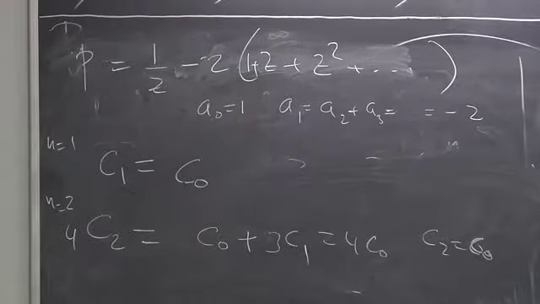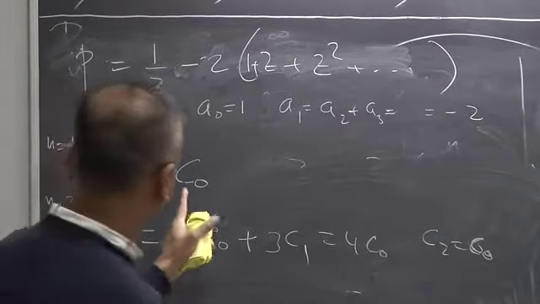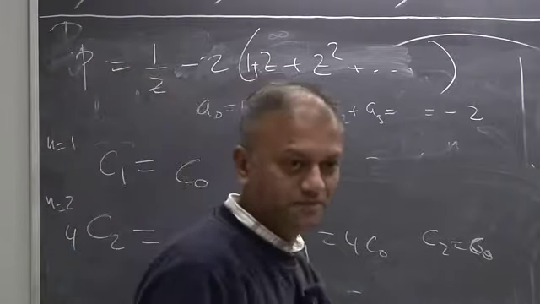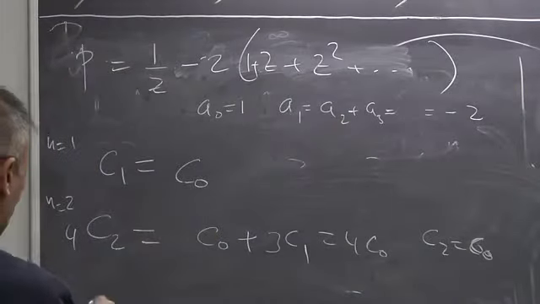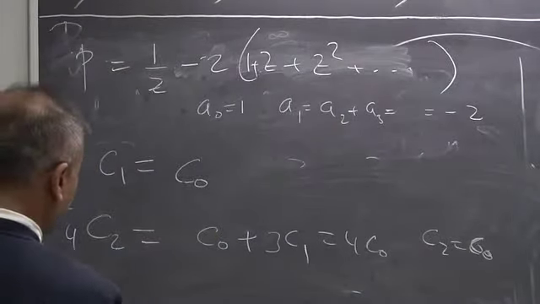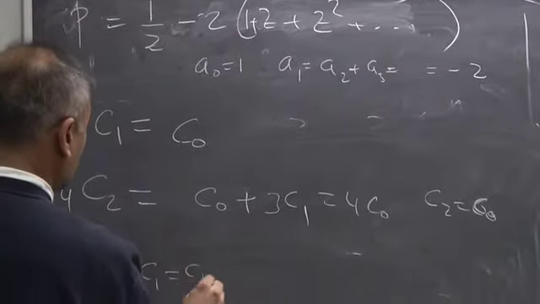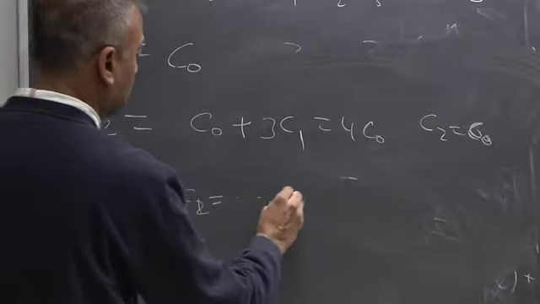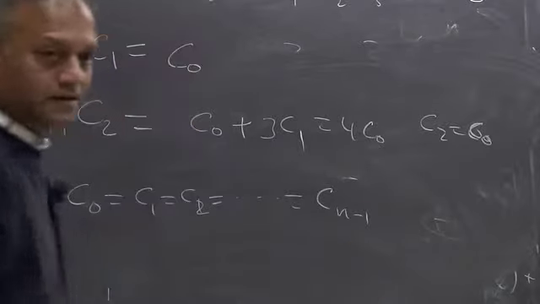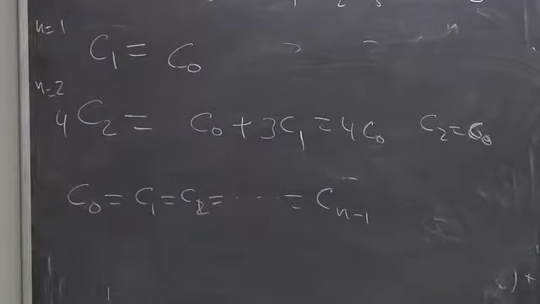I don't know, can we prove by induction? Yeah, I mean, suppose this is true, right? C1 is C0, C2 is C0, okay? Now suppose that it is true up to n minus 1: C0 equal to C1 equal to C2, all the way up to C_{n-1}, okay? Then I want to show that Cn also is equal to C0, right? Then we'll have proven it completely.